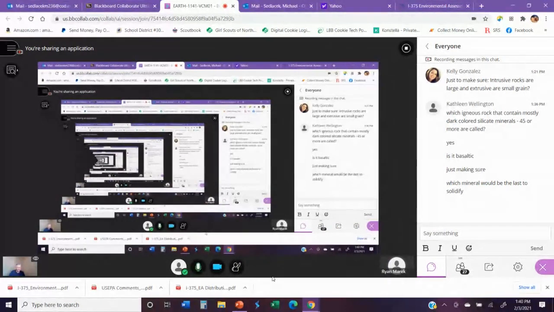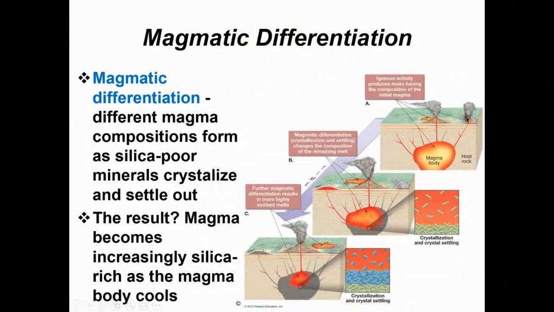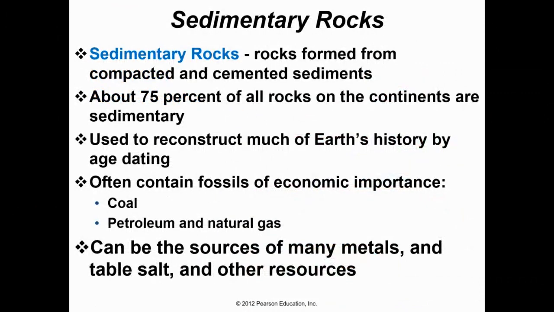So which mineral is the last to solidify? It's always going to be the lightest colored one. So usually it's quartz or plagioclase feldspar. Typically quartz though, that colorless looking one. Okay. Any questions on magmatic differentiation?